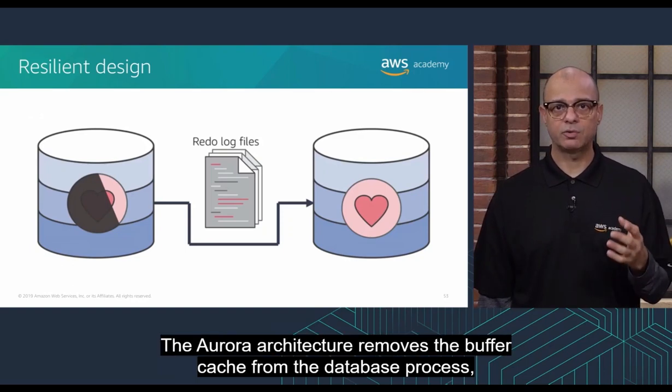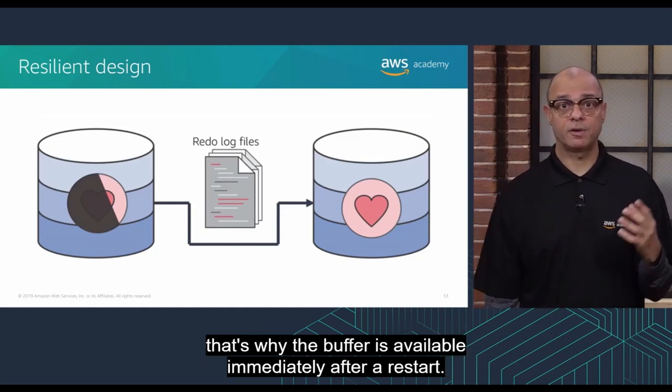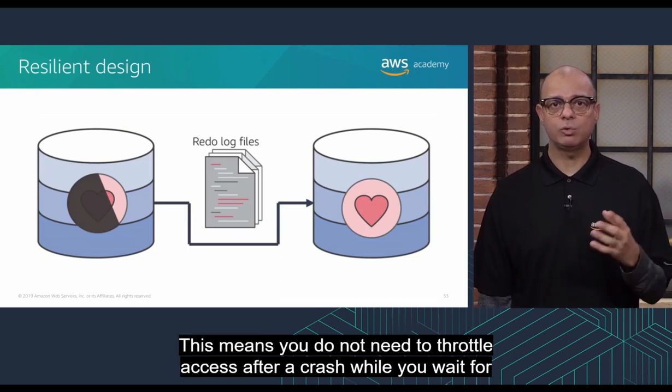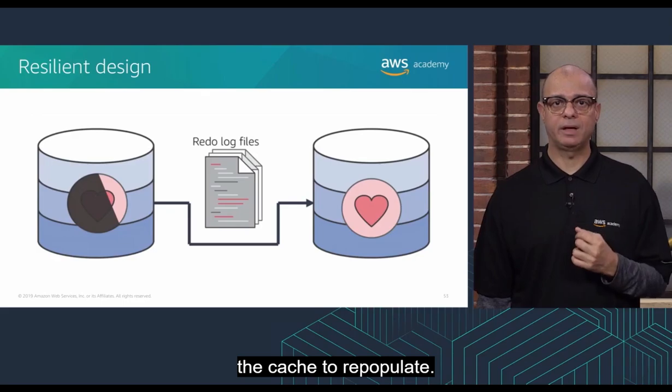The Aurora architecture removes the buffer cache from the database process. That's why the buffer is available immediately after a restart. This means you do not need to throttle access after a crash while you wait for the cache to repopulate.